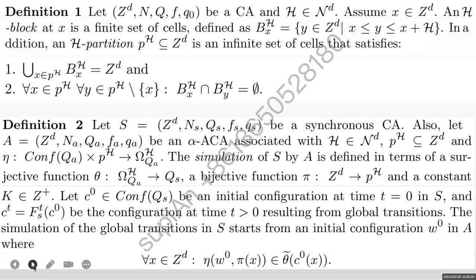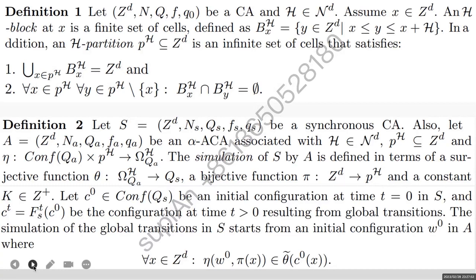Obviously, each block BXH forms a hyper rectangle in the cell space. X is the lowest point in the block. Moreover, each partition consists of the lowest points of infinitely many H blocks, which divide the entire cell space into identical rectangular blocks without overlapping, such that every cell in Z^D lies in one and exactly one block.